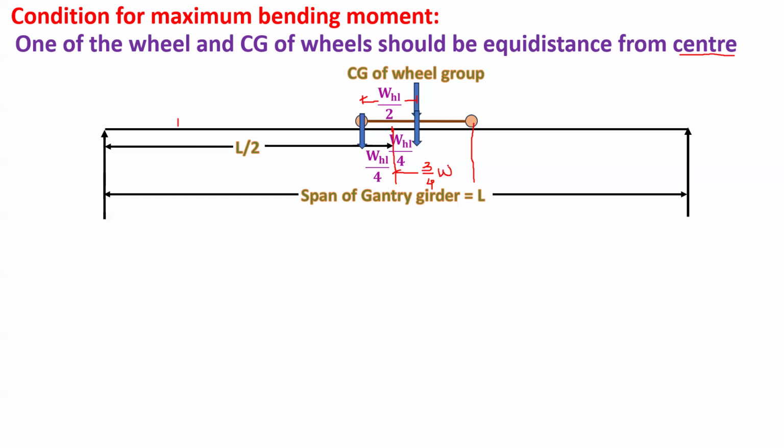And what is WHL? We have already seen, WHL is the wheelbase. So we have to keep one wheelbase at WHL by 4 from the center. You can see one wheel is at WHL by 4 from the center, and the other will be at 3 by 4 WHL from the center. And then we will find the reaction. So this will give us the reaction for maximum bending moment.